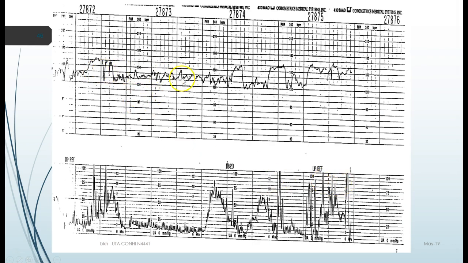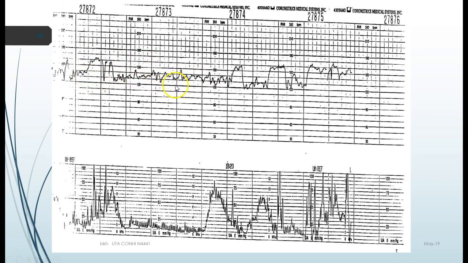So here's a picture of a strip. Here's the 120 line right here, 130, there's the 140, there's the 150. Where is it hanging out most of the time? In between the contractions, it's hanging out most of the time right through here. So I would probably call that 135. And then we have this big acceleration, which accelerated up to the 160, and this lasted about a minute.